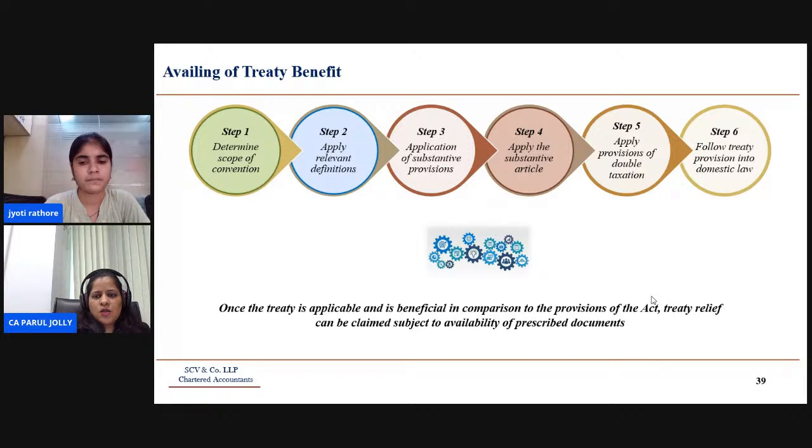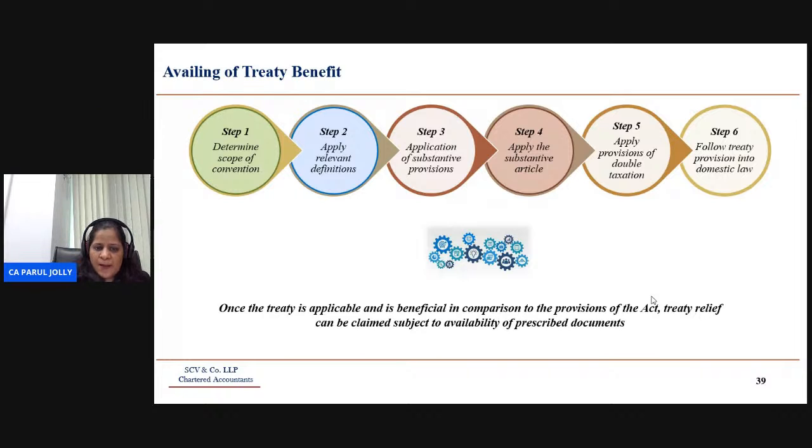Now we will see the articles or provisions related to elimination of double taxation. We'll see generally Article 23 or 25 deals with that, which country will tax at what rate and which country will give credit, and that is how we apply the treaty provisions to the domestic law. And once a treaty is applicable and is beneficial in comparison to the provisions of the Act, then the treaty relief can be claimed as per Section 90. And then Section 90 prescribes certain documents. Unless those documents are obtained, one cannot claim the treaty benefit.